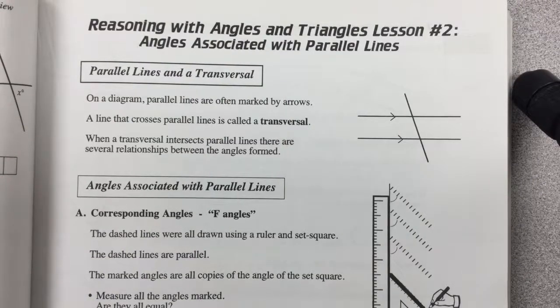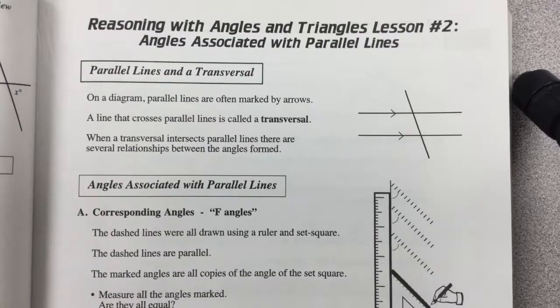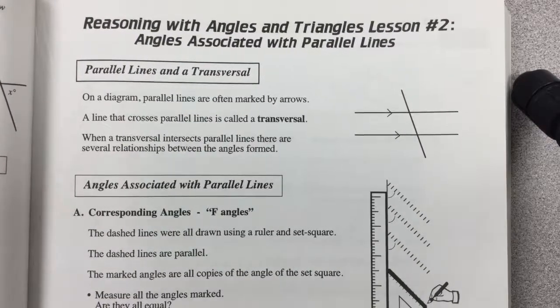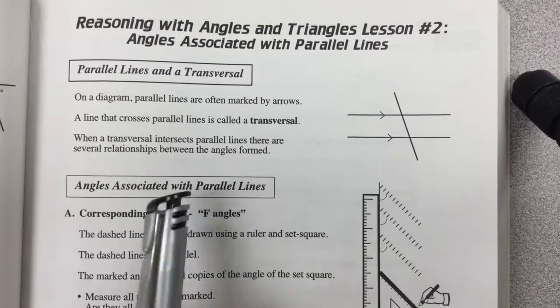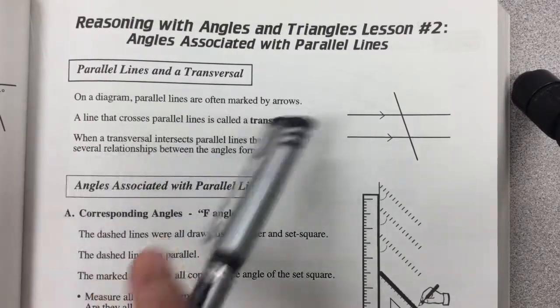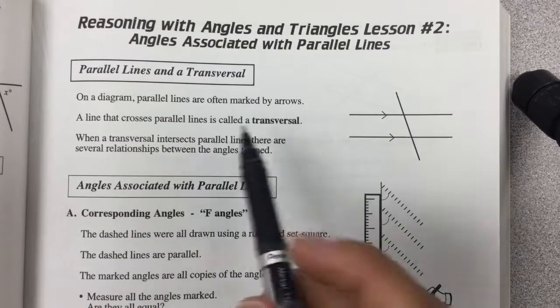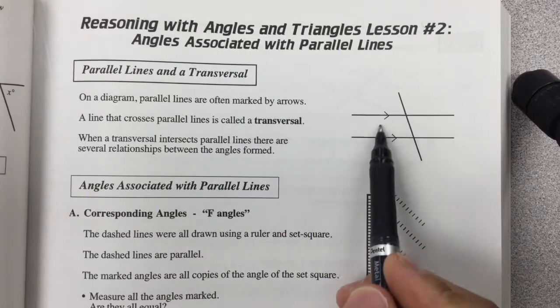Welcome to lesson number 2. We're looking at angles associated with parallel lines. So if you remember looking at parallel lines in other years or even other examples so far, you'll notice that parallel lines are always marked by an arrow.